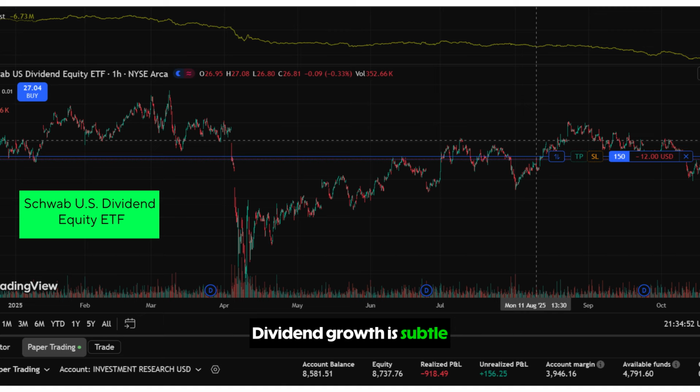Dividend growth is subtle but powerful. SCHD's holdings have histories of increasing payouts, which means the ETF has tended to raise its distribution over time. That growing income stream fights inflation better than a fixed coupon and creates an expanding cash flow for investors who hold shares long term. Tax placement matters.